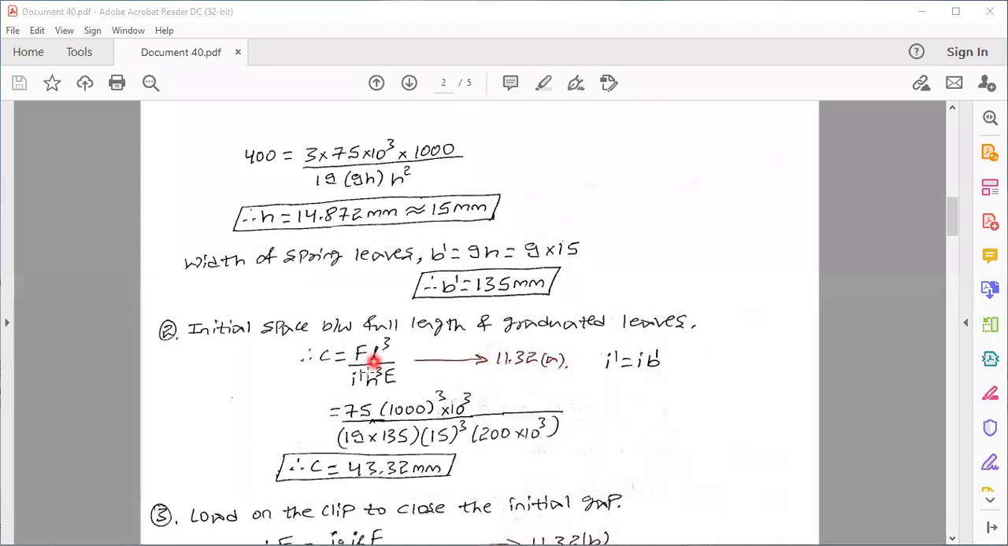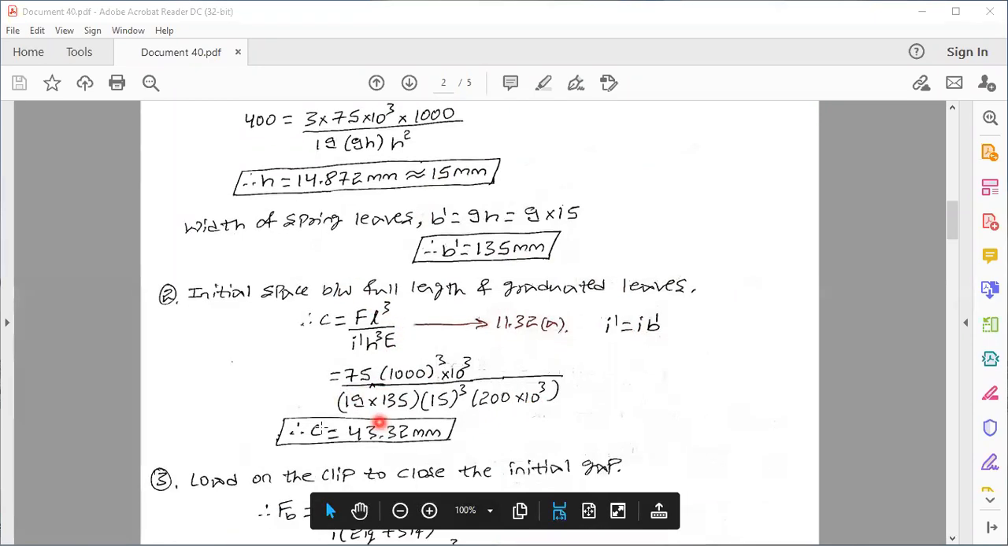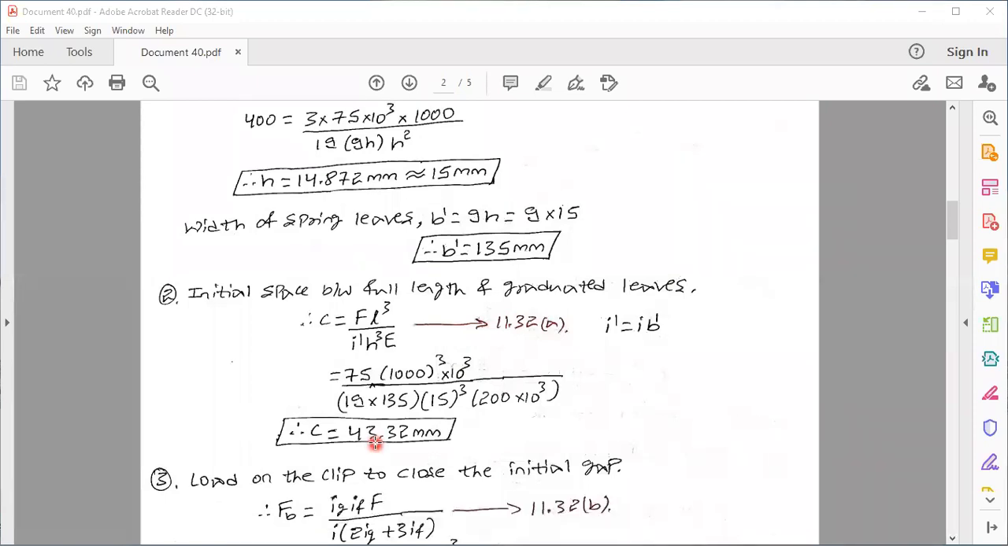This L is given, length is given. I dash is nothing but I into B dash. I is nothing but total number of leaves. B dash, just now your calculated width of the spring leaves. Substitute both the values, that is 19 into 135. H is calculated, it is 15. E is given in the problem, it is 200 into 10 raised to 3, Young's modulus. Substitute the values, you will get the C value. Means this much space is left between the full length leaves and the graduated leaves.